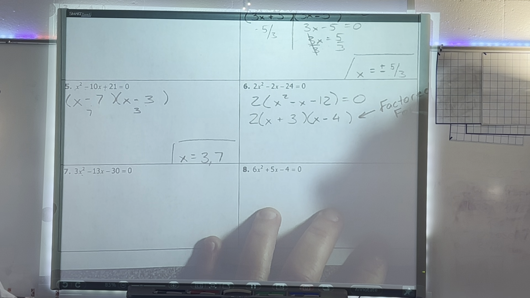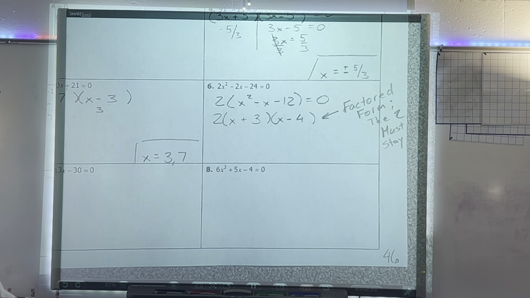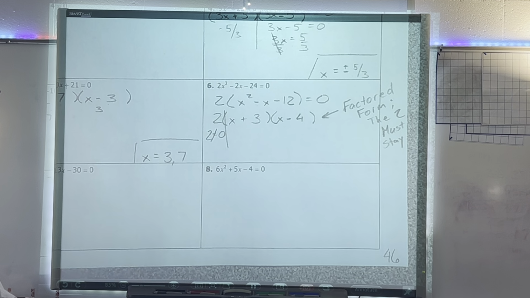When I'm in the factored form, the 2 must stay, because we're not going to write the factored forms of these all the time. But this is the factored form. Meaning, if my question just said to factor, I would stop right there. Does that make sense? But the 2 has to be there. But when I solve this, when I start separating this and set this equal to zero, well, 2 does not equal zero, right?